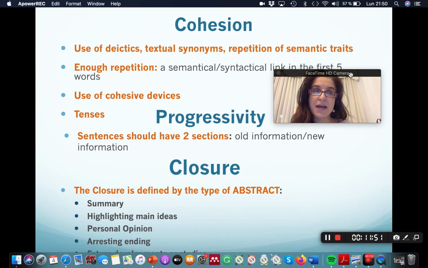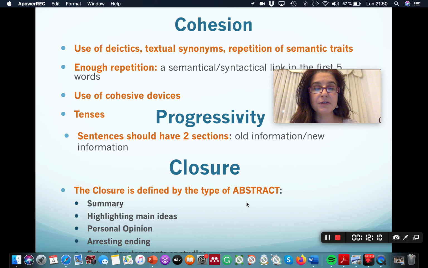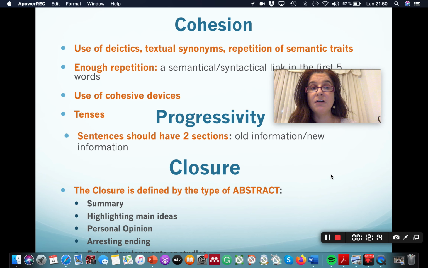Closure obviously, the type of closure would depend on the type of abstract you select, right? It could be a summary, or it could be highlighting the main ideas, right? You can create an arresting ending, or maybe give your personal opinion. Those are the typical functions of a closure. In abstracts, what is very, very important is that you arouse the interest of the reader.